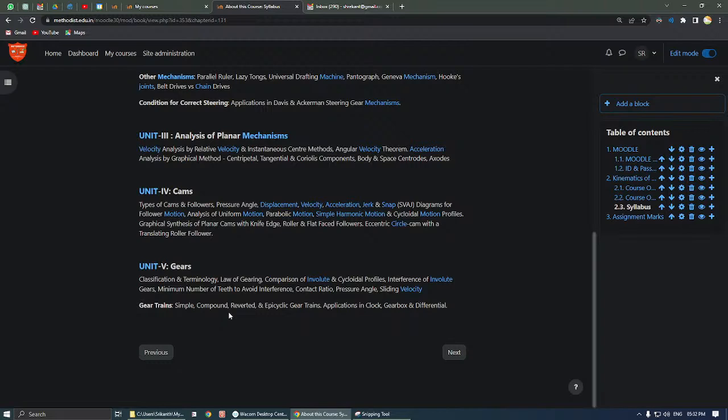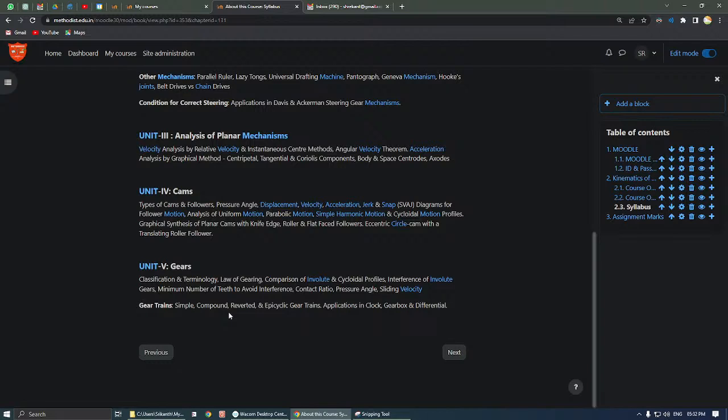We'll have to study different types of cams, different types of followers, and we'll have to also study different kinds of motions, the displacement and its derivatives. We'll have to first study, then we'll have to study all the different types of motions that are designed, different types of custom motions that are designed. Four of them are in the syllabus.